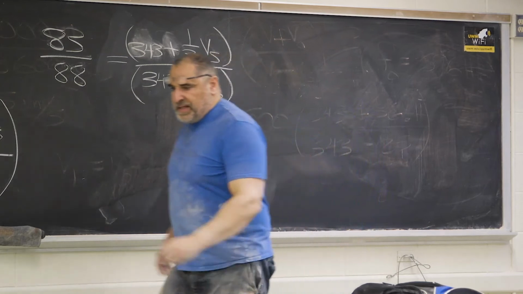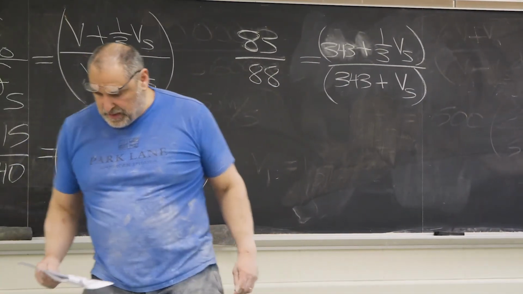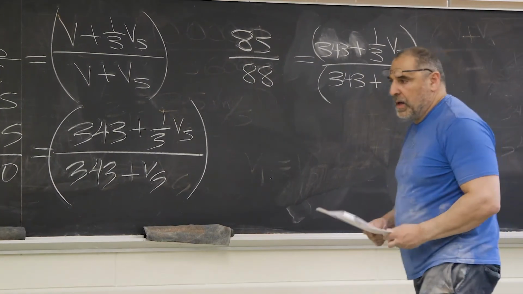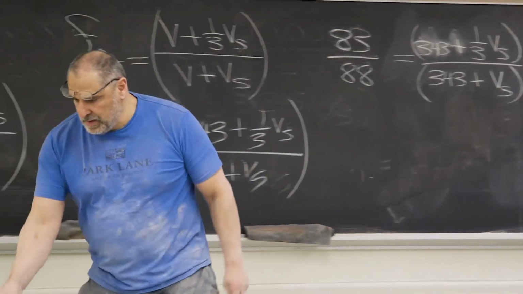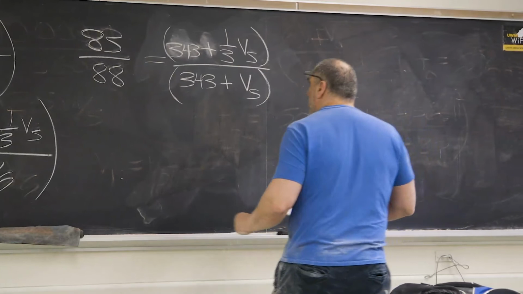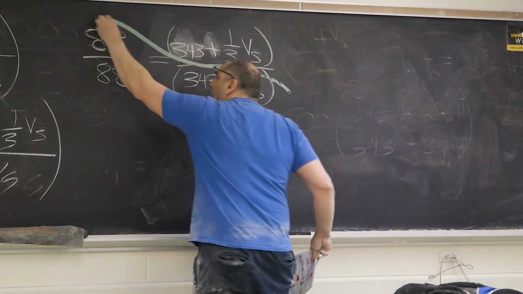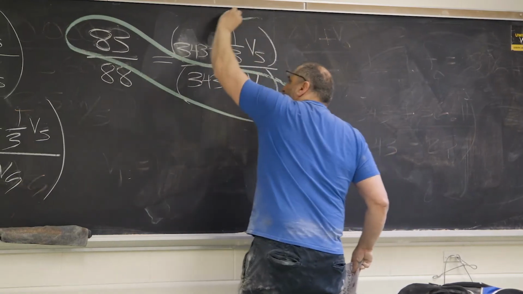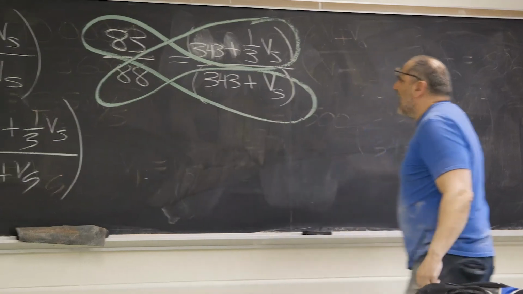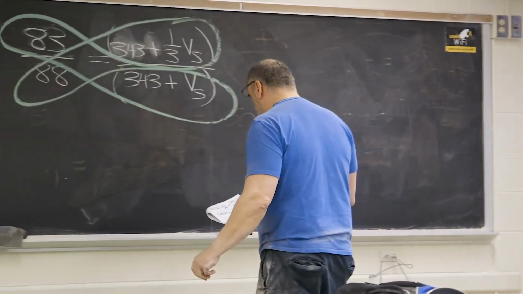Cross multiply and make this thing happen. See where we are here. All right, we're not going to have to do a whole lot at this point. Once you get here, you're going to cross multiply. Guys, there's one equation here with one unknown. It's called VS. That's it.